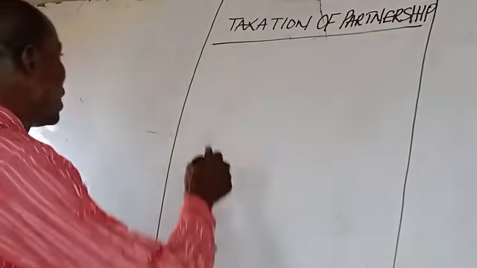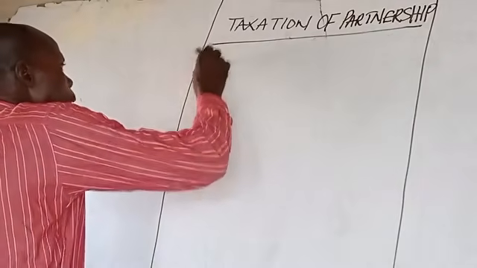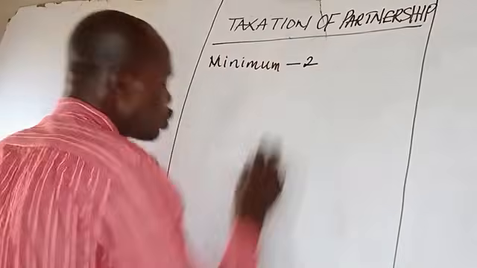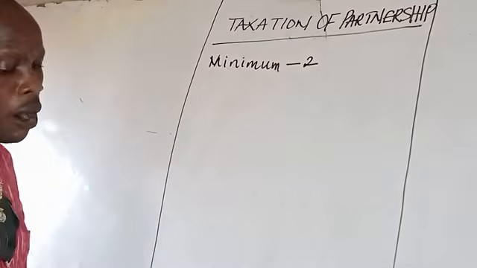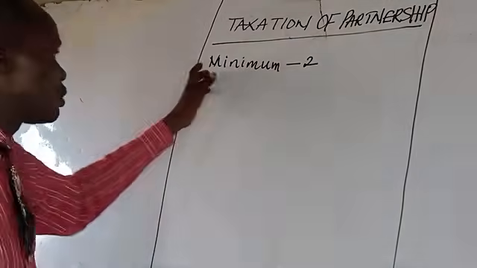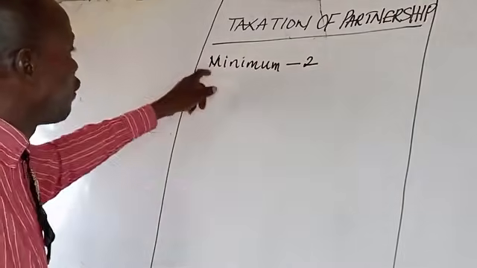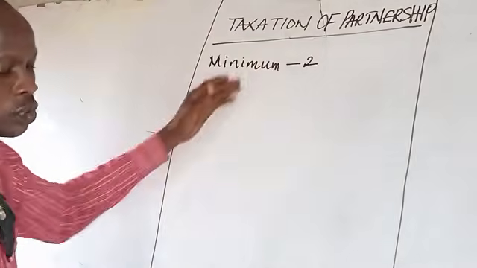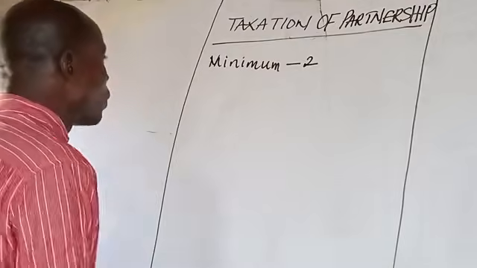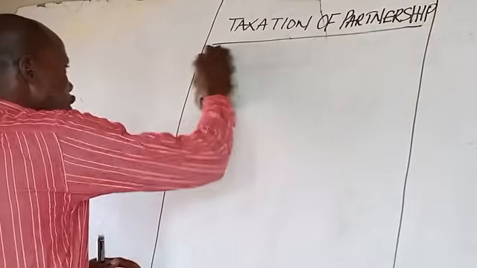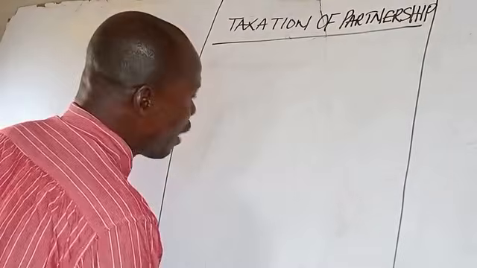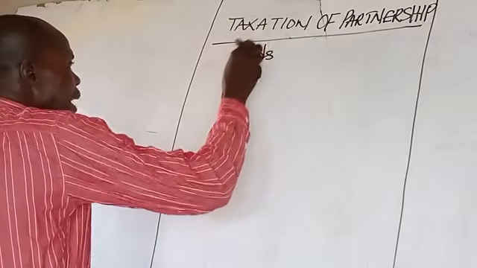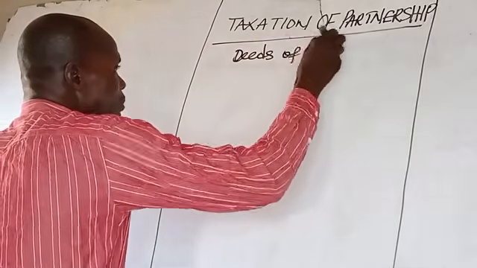Now, in any partnership business, the minimum number of people to form a partnership is 2, and the maximum is 20, except for a professional partnership, which might have more than 20 members. Now we want to look at the various terminologies used in partnership business. But before I go into that, let me look at the deeds of partners. What do we mean by deeds of partners?